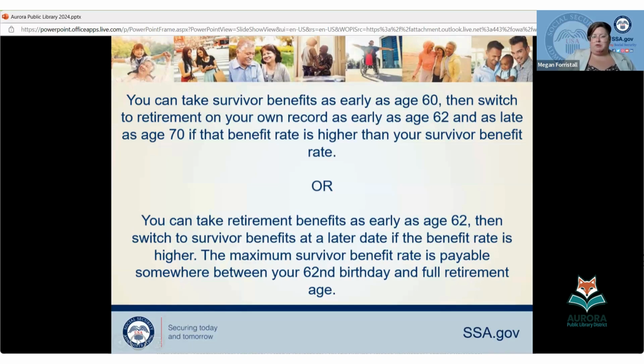You can keep letting yours grow up until even age 70 and get those delayed retirement credits on your own and then switch. Or you could even take the retirement benefit at 62 and then switch to the survivors later on up until full retirement age. Survivors benefits, any benefit off someone else's record, is not going to grow after full retirement age. They don't have those delayed retirement credits, so you don't want to wait past then.